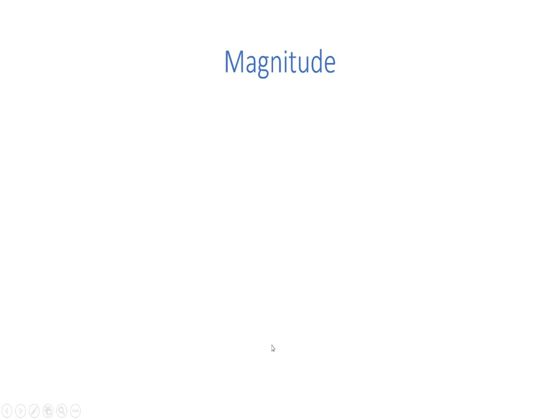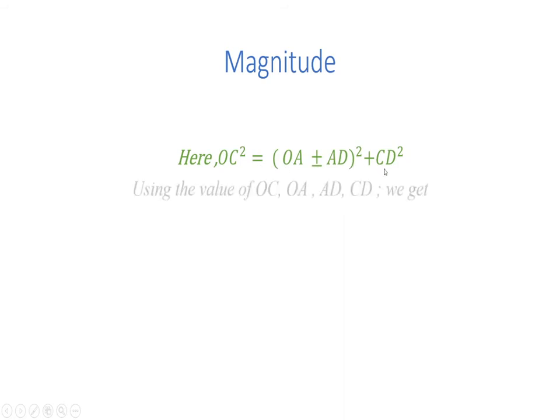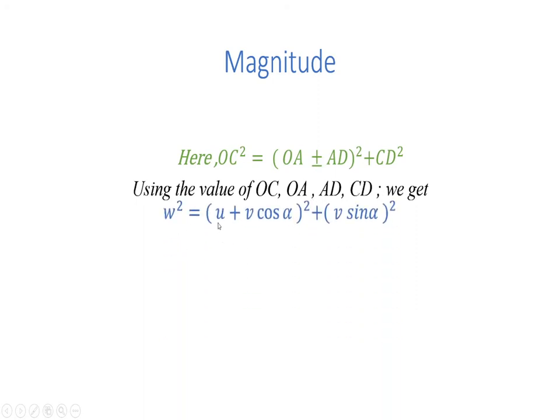Magnitude. Here OC square equals OA plus or minus AD all square plus CD square. Using the values of OC, OA, AD and CD, we get W square equals U plus V cos alpha all square plus V sine alpha all square. Here using the A plus B whole square formula, we get U square plus 2UV cos alpha plus V square cos square alpha. Here V square sin square alpha remains the same.